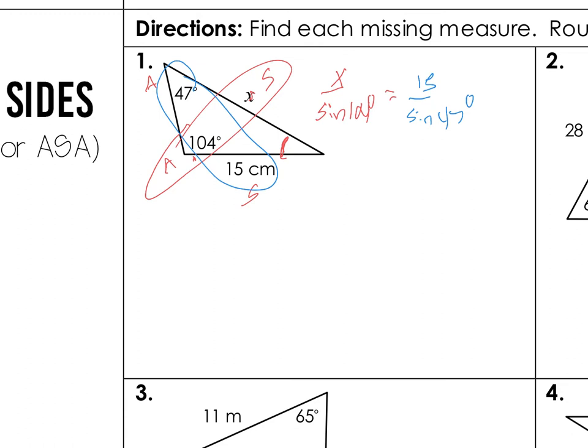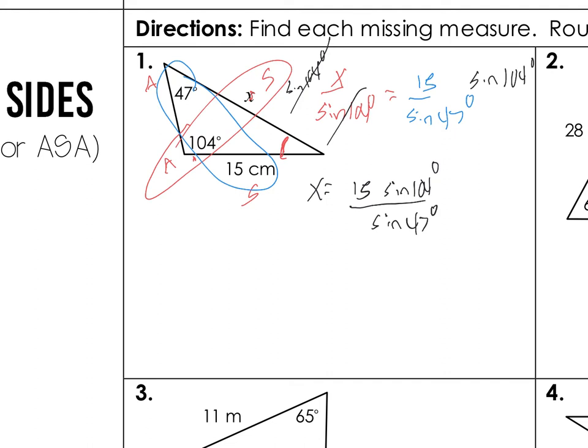Multiply both sides by the sine of 104, multiply by sine of 104, cross it off, and that gives you your answer: x equals 15 times the sine of 104 degrees, all divided by the sine of 47 degrees.